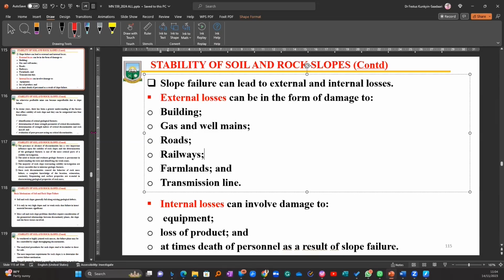So it could be your office facilities that the slope failure affected. It's an internal loss because it's within your company. But the moment the loss affects somebody with his garden or his huge farm in the community, it becomes an external loss to you. I don't know if this is okay.